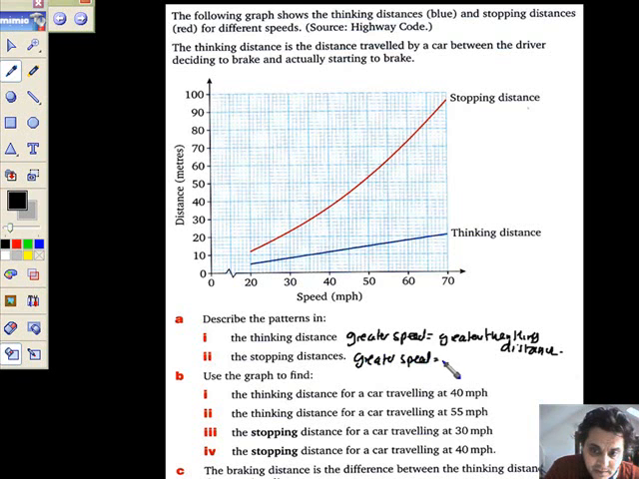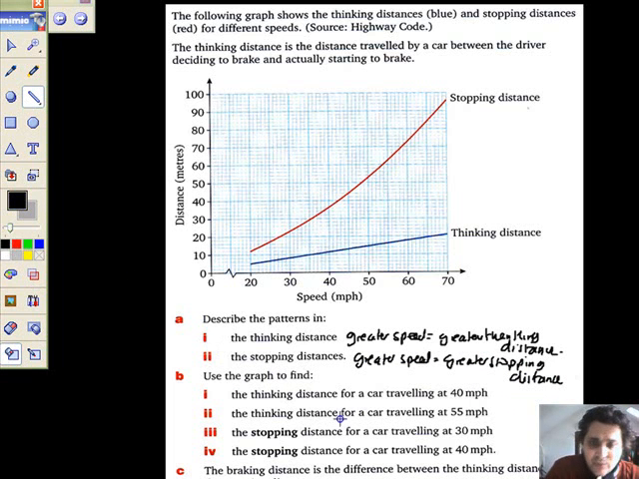Greater speed equals greater stopping distance. That's obvious, isn't it? Well, plus the graph shows it anyway. Use the graph to find. Okay, I predict I'm going to use one of these now. Use the graph to find.